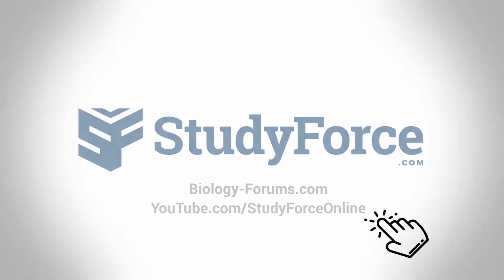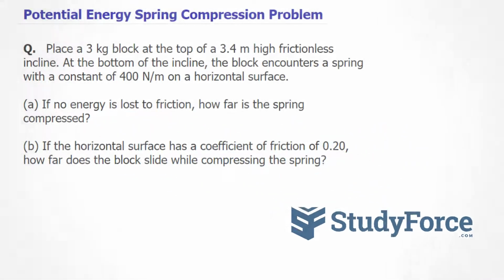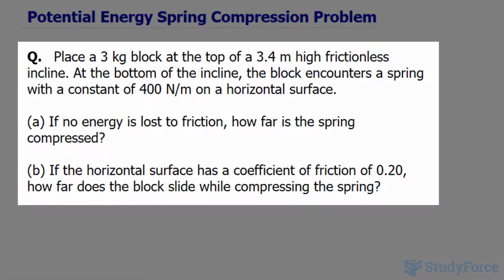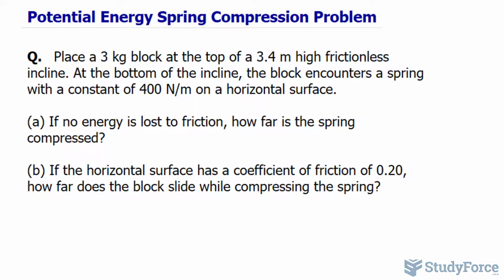In this lesson, I'll show you how to solve a potential energy spring compression problem. This two-part question reads, place a 3 kilogram block at the top of a 3.4 meter high frictionless incline. At the bottom of the incline, the block encounters a spring with a constant of 400 newtons per meter on a horizontal surface. In question A, if no energy is lost to friction, how far is the spring compressed?